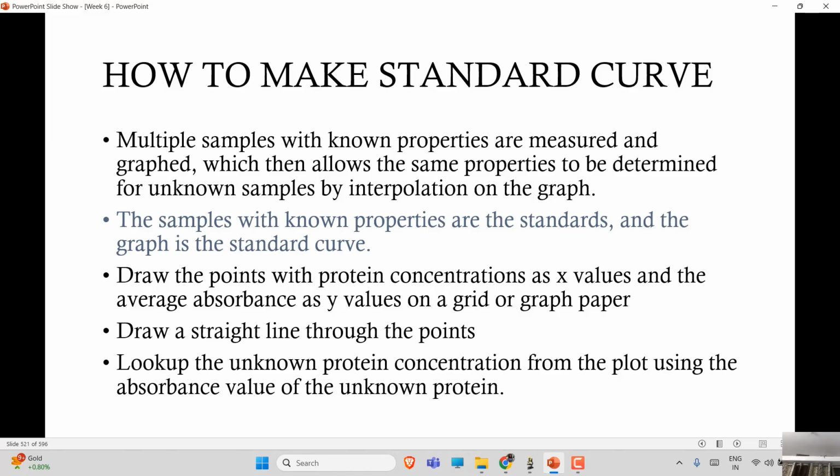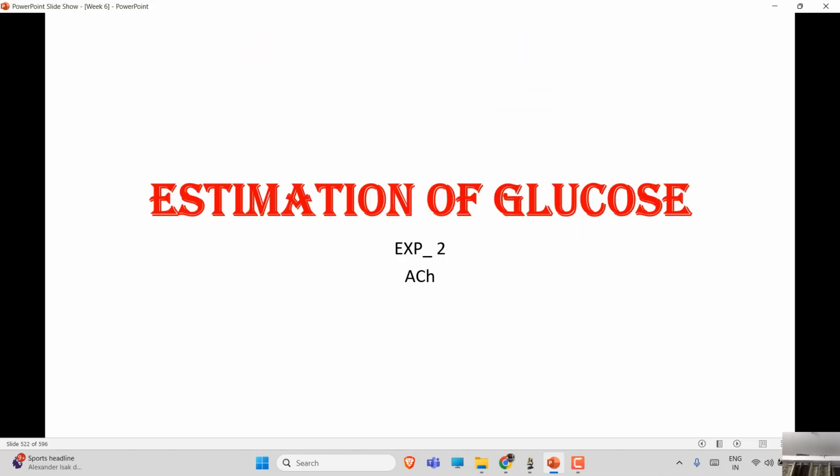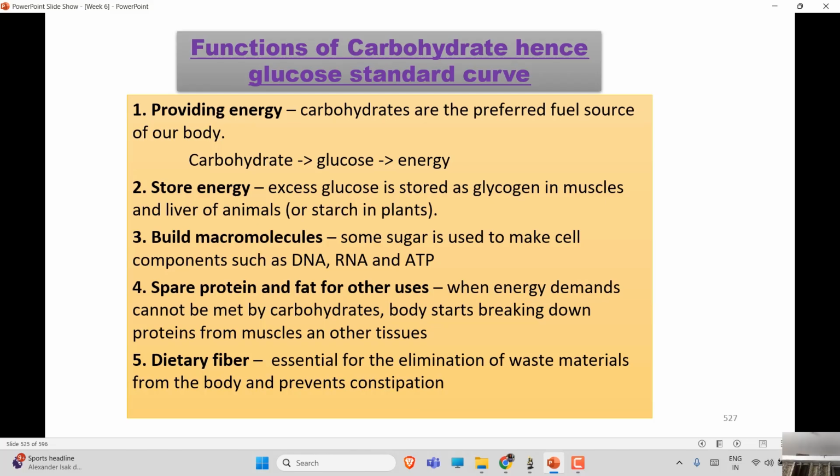So how to make a standard curve? Basically, multiple samples with known properties are measured and graphed, which then allows the same properties to be determined for unknown samples by interpolation on the graph. The samples with known properties are the standards and the graph is the standard curve. So you can draw the points with protein concentrations as x values and the average absorbance as y values on a grid or graph paper. Draw straight lines to the points. Look up the unknown protein concentrations from the plot using the absorbance value of the unknown protein. Like this. Okay. This is an experiment.